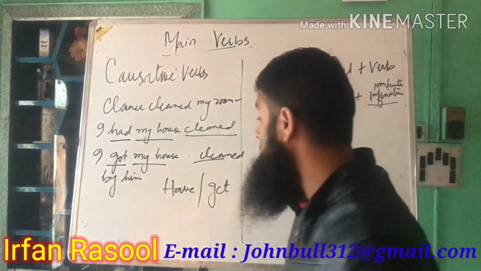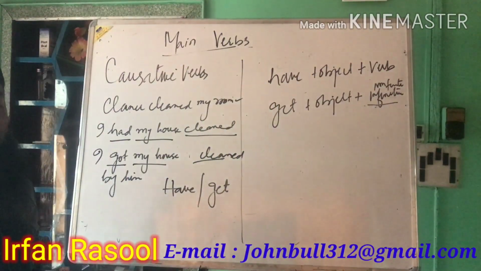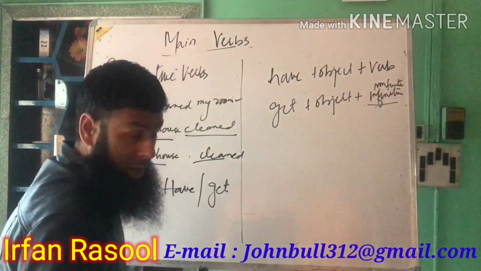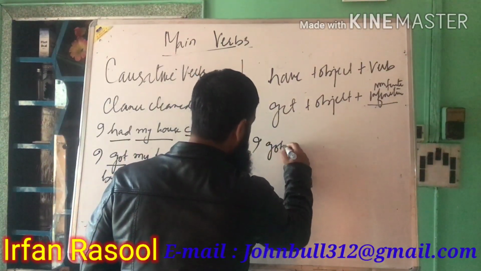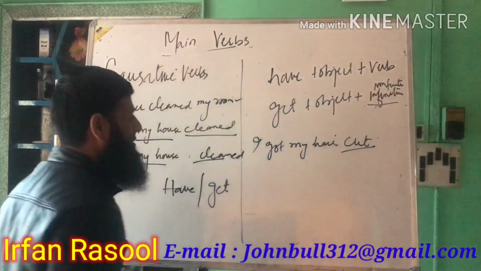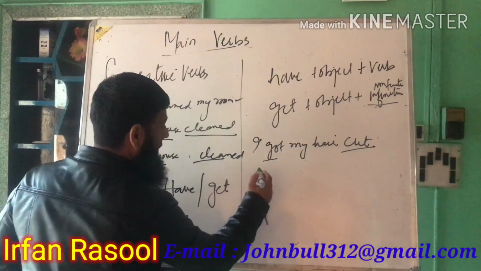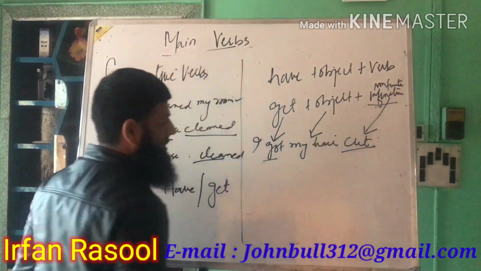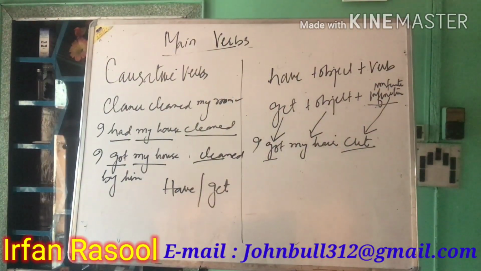There are plenty of examples. Suppose I say that Barbara cut my hair. The other way to say it, and by the way, I've never heard about this, somebody says, I got my hair cut. You see here, it's the get first, and then the object, and then the non-finite verb, cut. I got my hair cut. I got my house cleaned. This is how we use causative verbs.